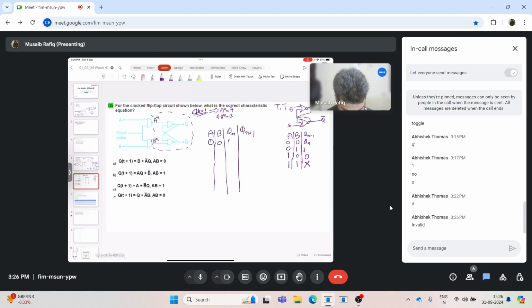So 0 0 0 0, 0 0 1 1, 0 1 0 1, 0 1 1 1, 1 0 0 0, 1 0 1 0. So when A equal to B equal to 0, it's the memory state, Qn plus 1 will be equal to Qn. So for 0 and 1, basically it will follow Qn. For 0 1 it is 1 1. For 1 0 it is 0 0, and for 1 1 it is invalid.